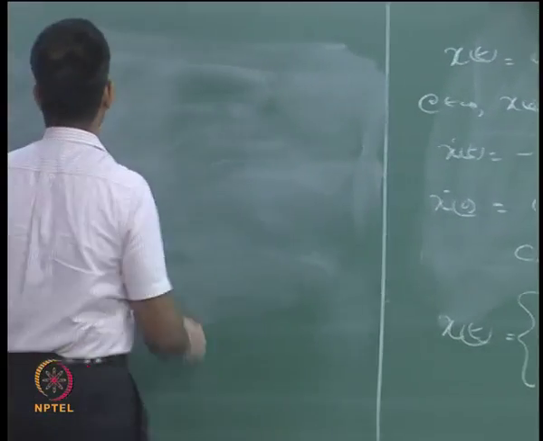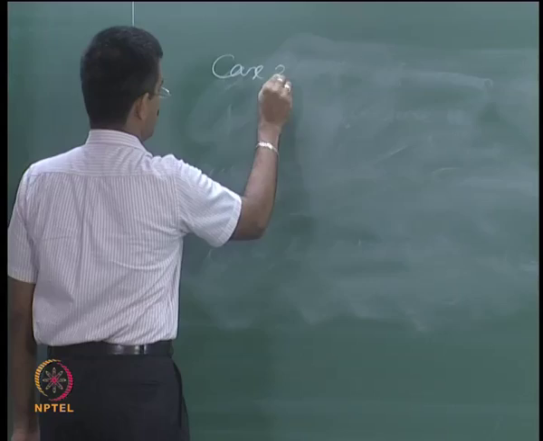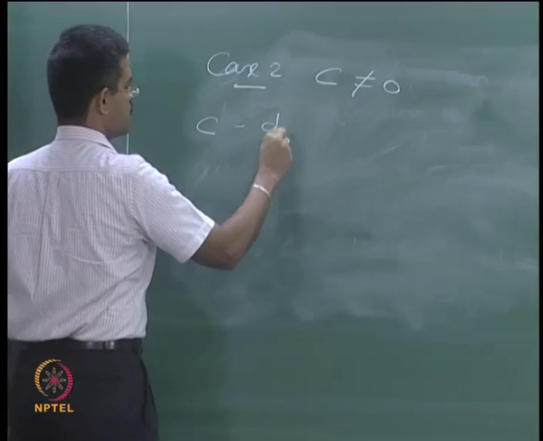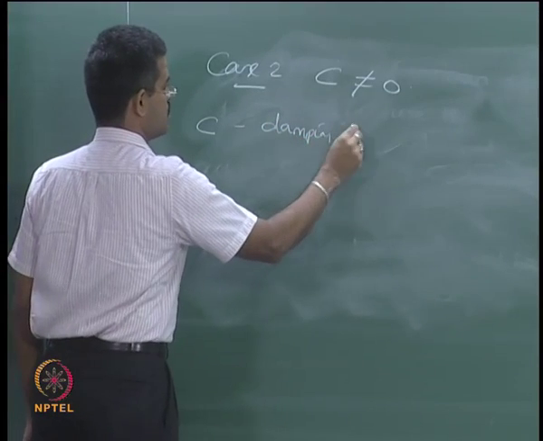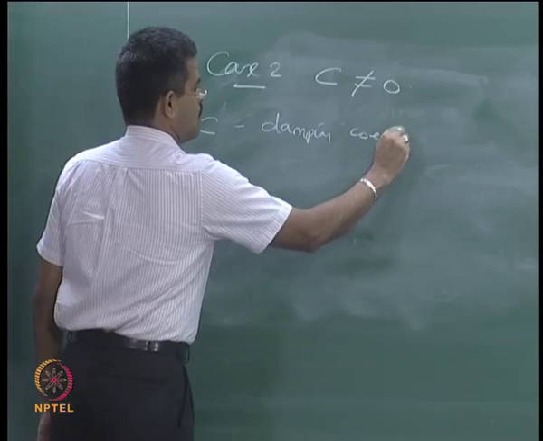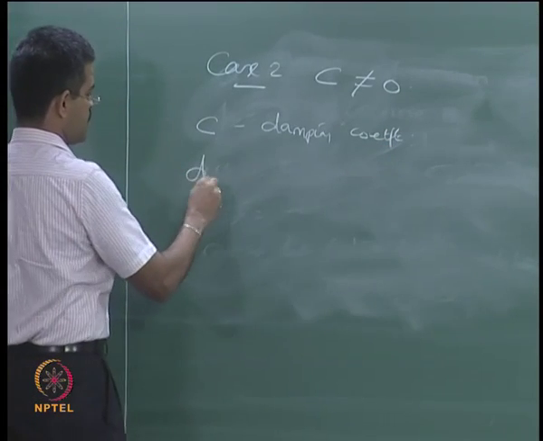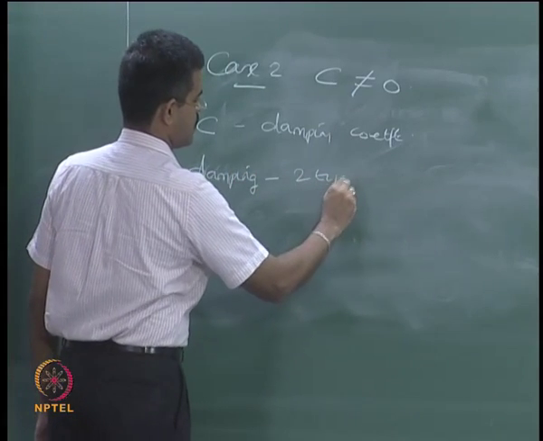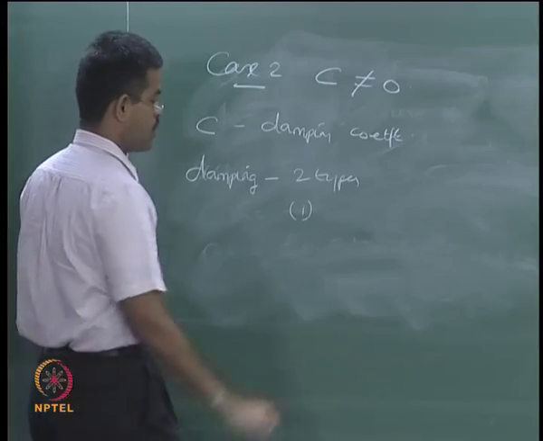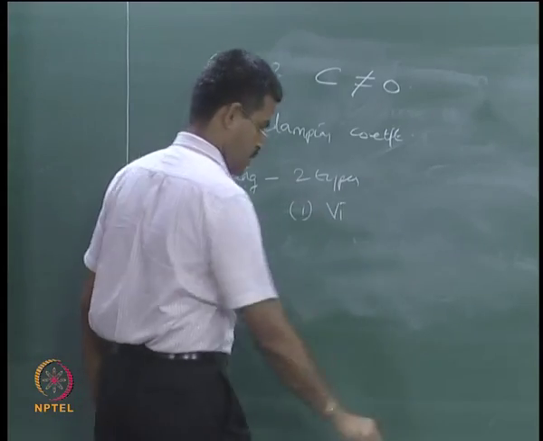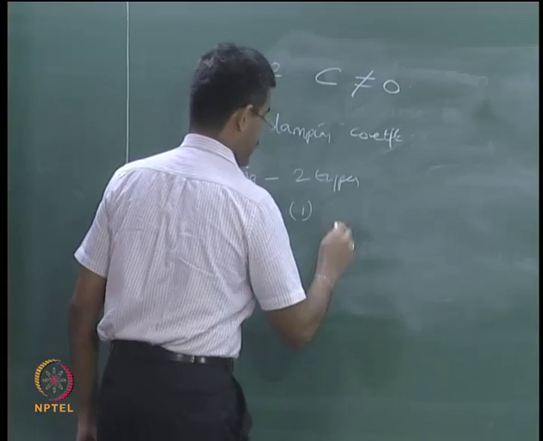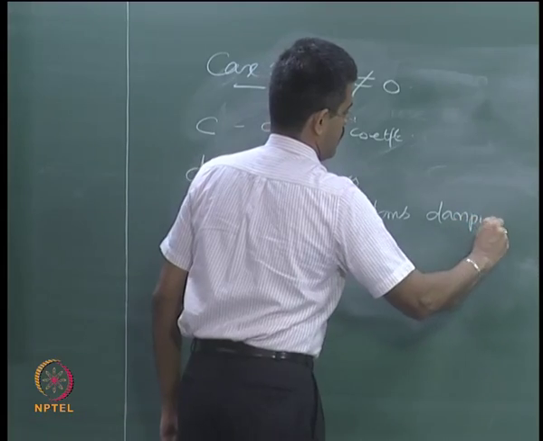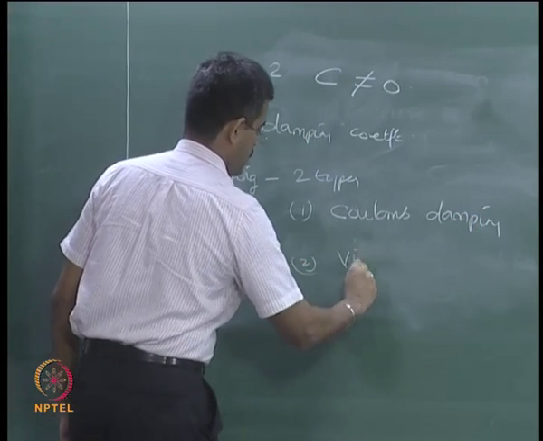Now, let us set case 2. Let us say C is no more equal to 0. C is what we call a damping coefficient or constant. There are two kinds of damping in the literature. Damping is of two types. The first is Coulomb damping, and the second is viscous damping.